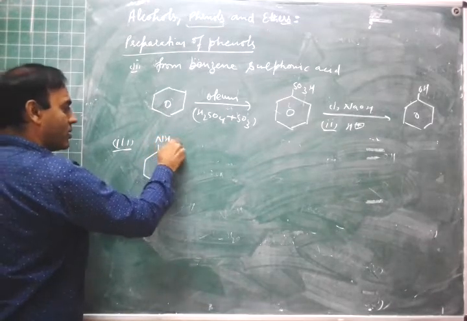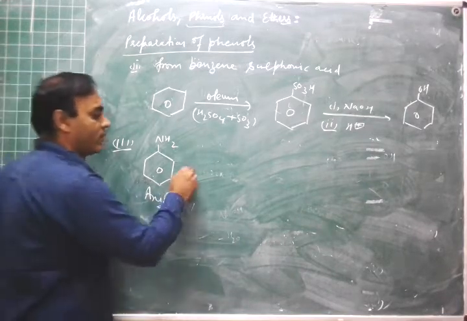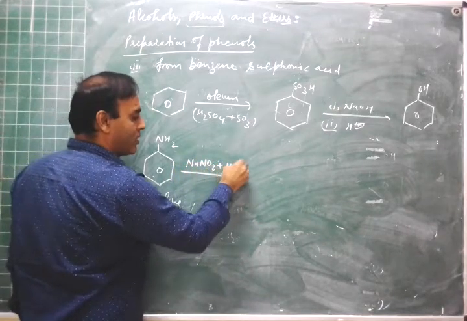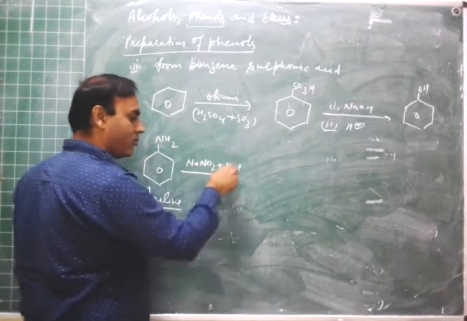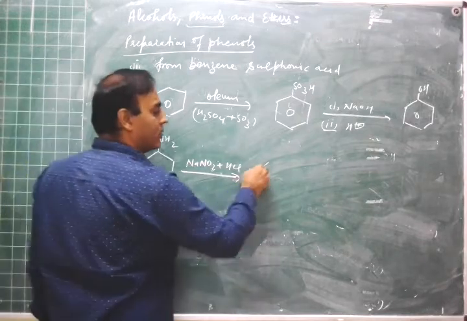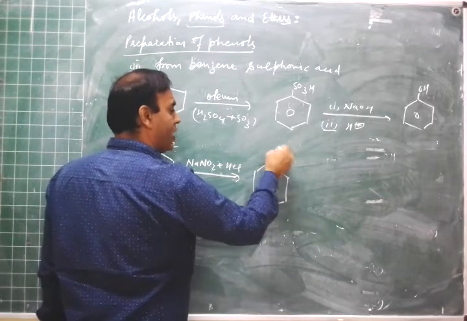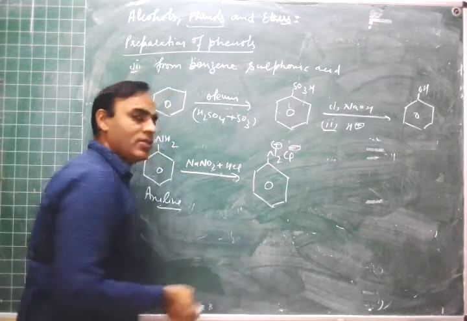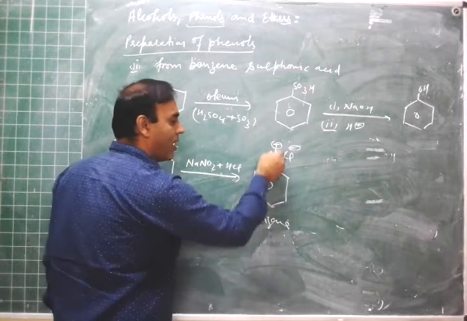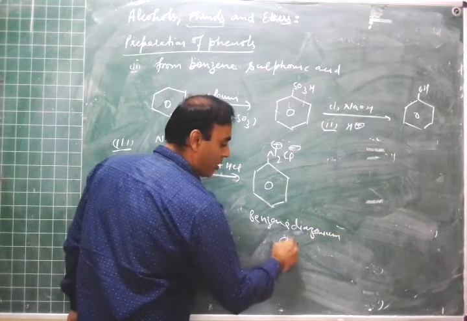Benzene with NH2 group. This is known as aniline. So from aniline, I will react it with NaNO2 plus HCl. Right? This is the diazotization reagent. This will give diazonium salt. So this benzene diazonium chloride is formed there. This is known as benzene diazonium chloride. This is benzene and this group is known as diazonium chloride.